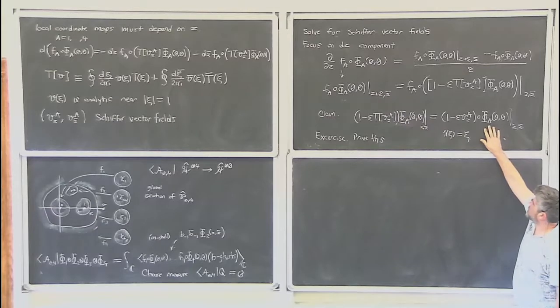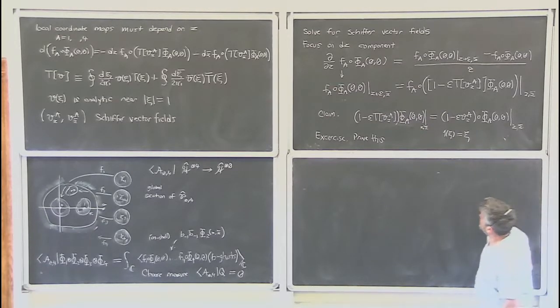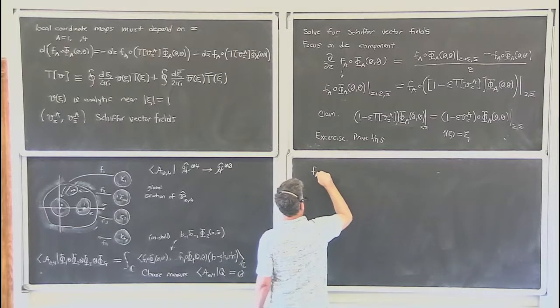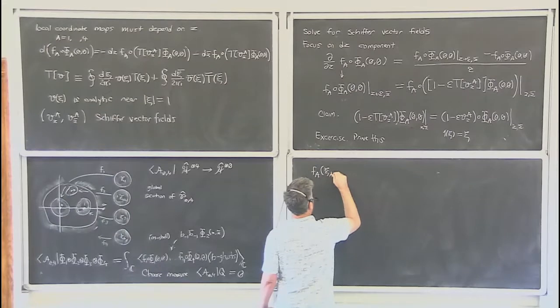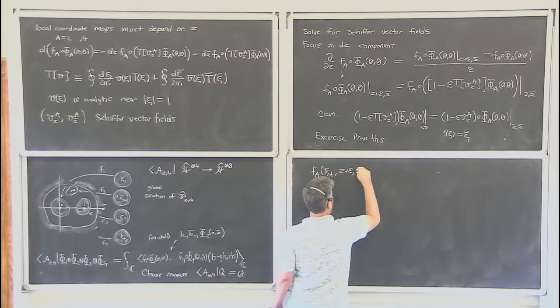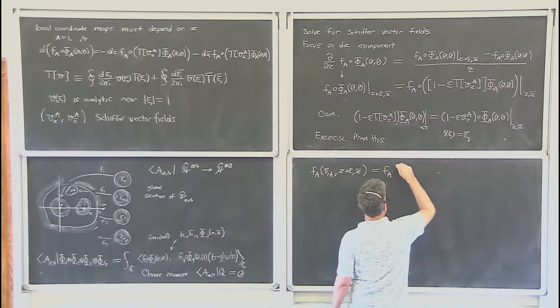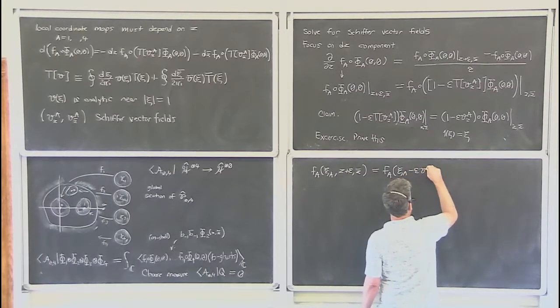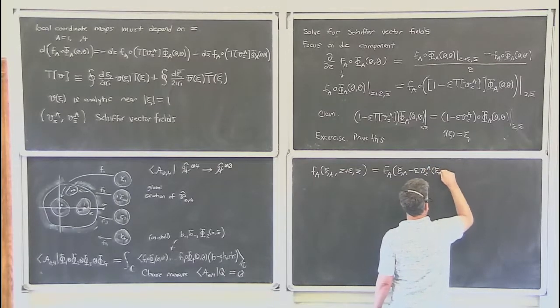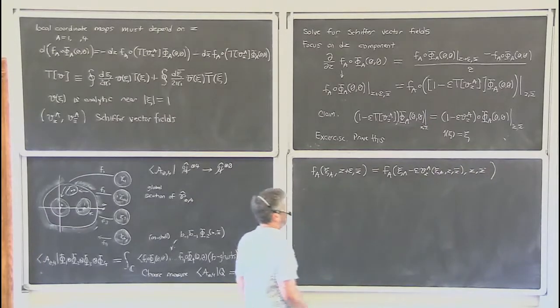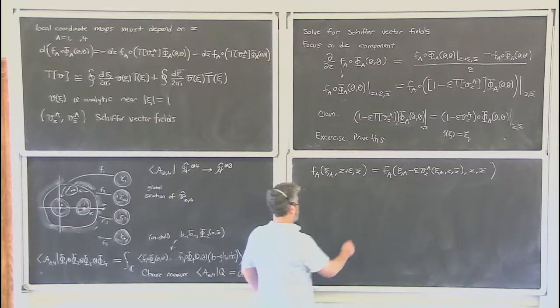Now suppose that you believe that this equation holds. Then plugging back into this equation, this implies that the conformal map f_a of xi_a(z plus epsilon, z bar) should be equal to f_a composed with this conformal transformation, xi_a minus epsilon v_a(z, xi_a(z, z bar)). So now epsilon is infinitesimal, and you can use this equation to solve for the Schiffer vector field.